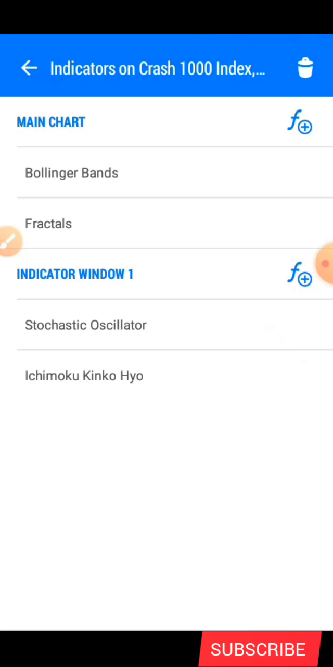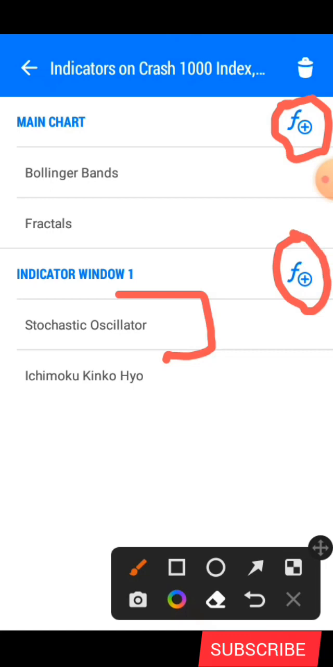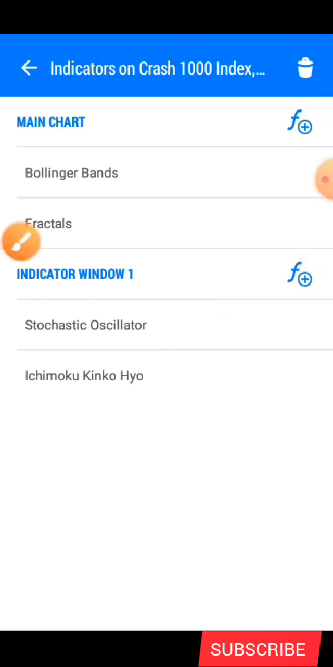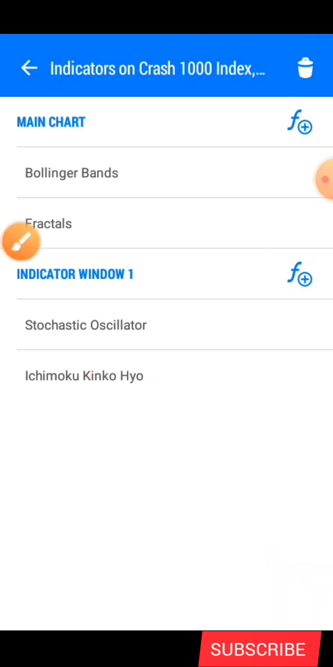But before you choose the Ichimoku, all this time while choosing these indicators, you are clicking on this F icon right here. Now when you choose the stochastic oscillator, this second F icon is going to appear. This is the icon you are going to be pressing, you are going to click on this one in order to choose the Ichimoku. Once you click on this one, you search for the Ichimoku, and once that is done, you click on the Ichimoku.